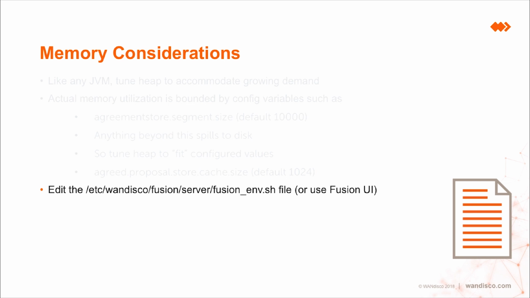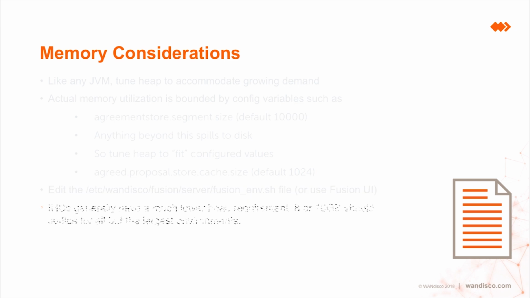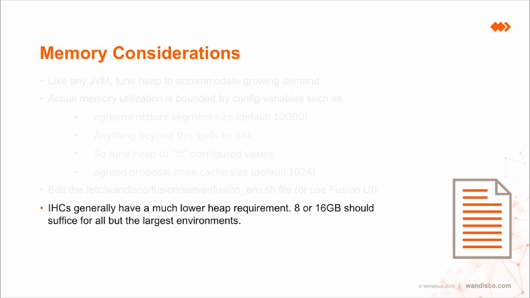Edit the /etc/wandisco/fusion/server/fusion_environment.sh file, or use the Fusion UI. The IHCs generally have a much lower heap requirement. 8 or 16 gigs should suffice for all but the very largest environments. And what we're seeing and what we've experienced most is that for the Fusion server, 16 gigabytes is a good heap size to start with, and with the IHC, 16 is fine.